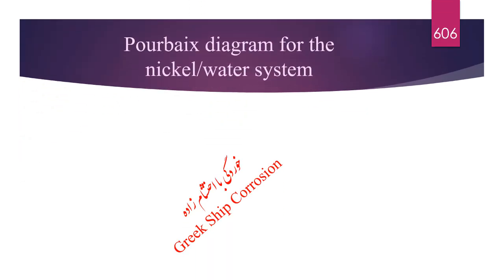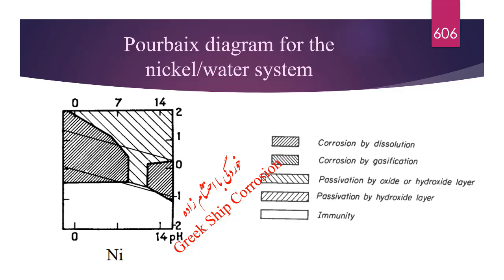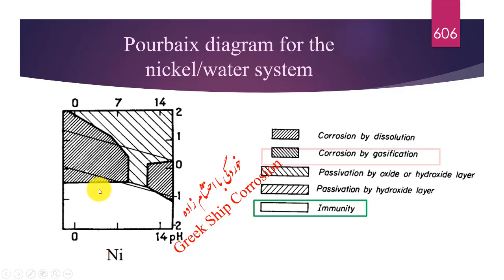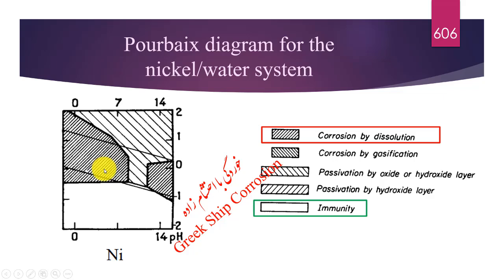Pourbaix diagram for the nickel-water system. Immunity region, corrosion by dissolution, passivation by oxide or hydroxide layer region.